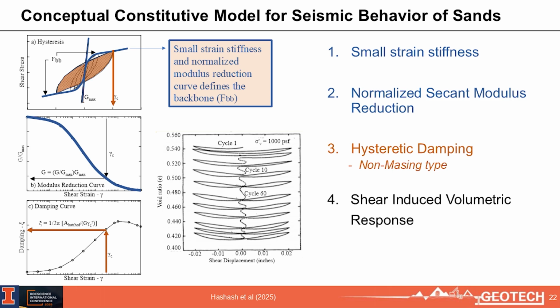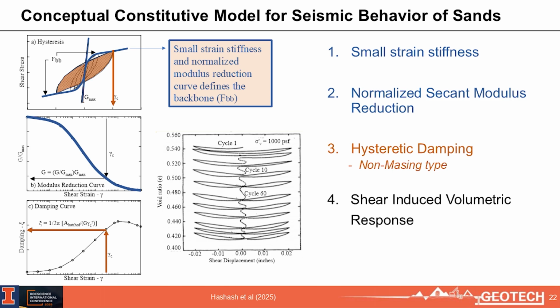And I need to be able to do a representation of small strain stiffness. And what did we mention? Vs, right? And the shear modulus is rho Vs squared, rho being the mass density of the soil. We need to be able to represent that.